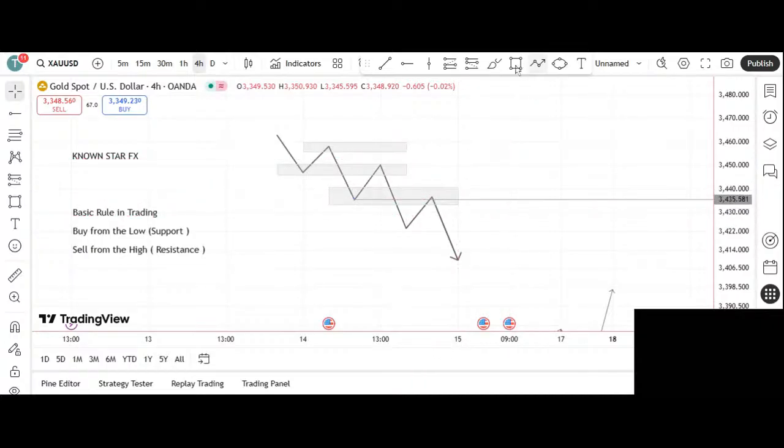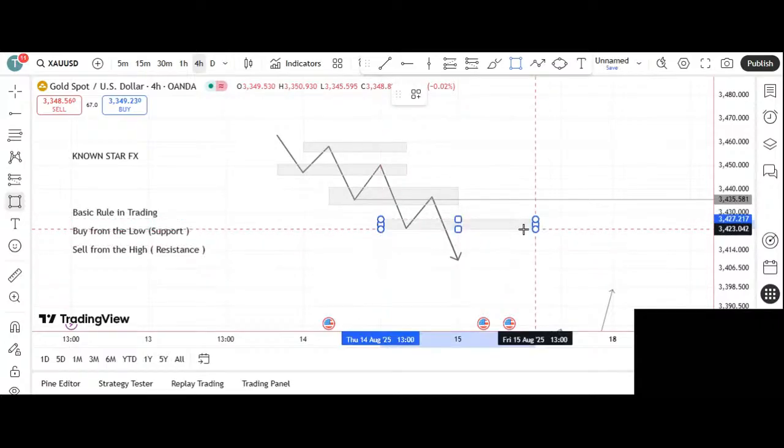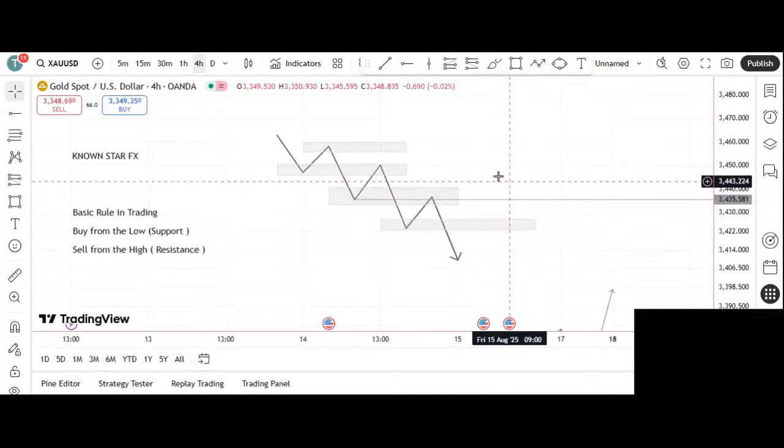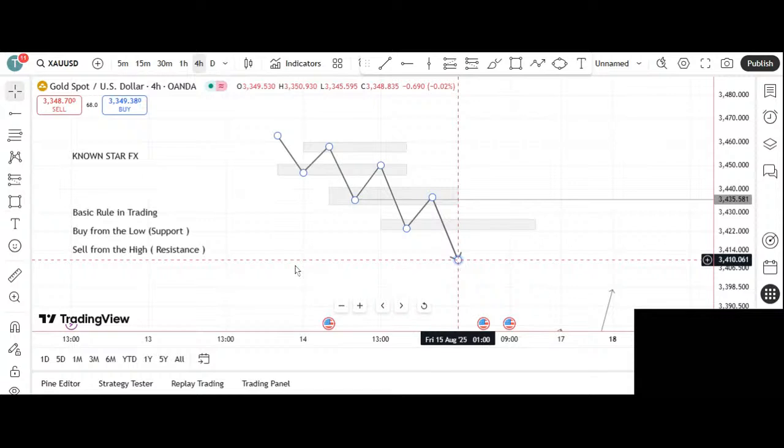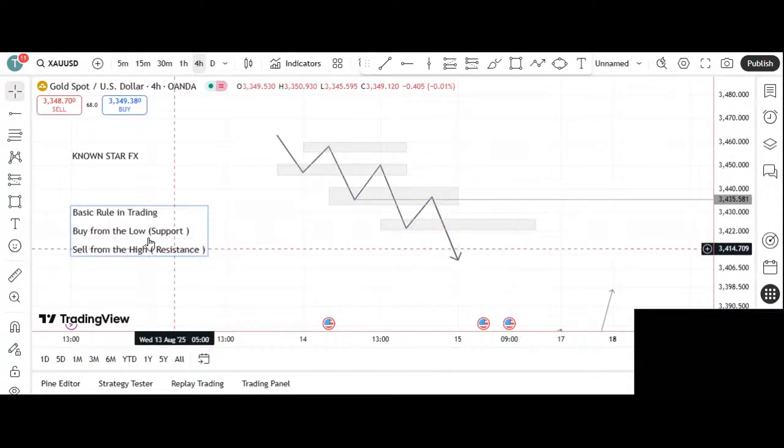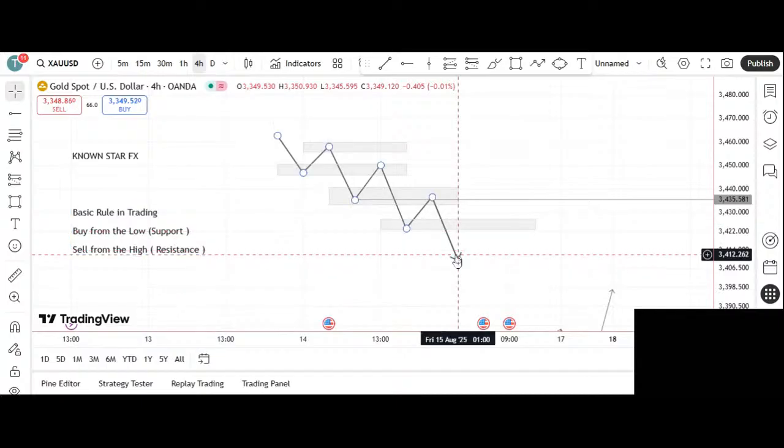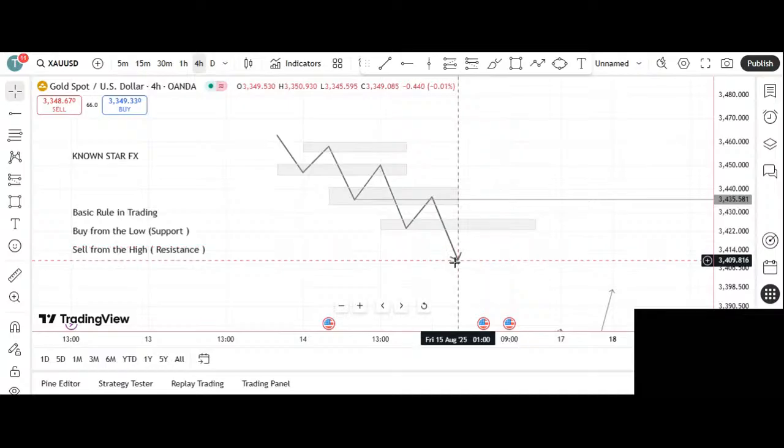Now we have a new support level right here. This was our last support level. And we know that the market is trending to the downside. What are we supposed to do? Are we supposed to sell? Our basic rule in trading is to sell from the high and buy from the low, right? And this market is low already. So it should be very, very wrong to sell from here. Sorry for my language.